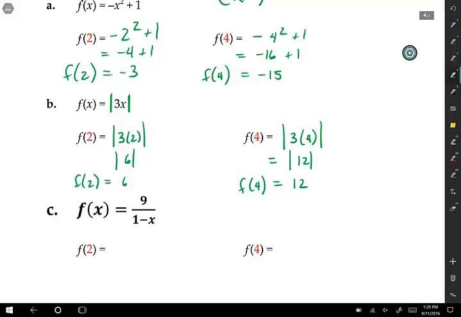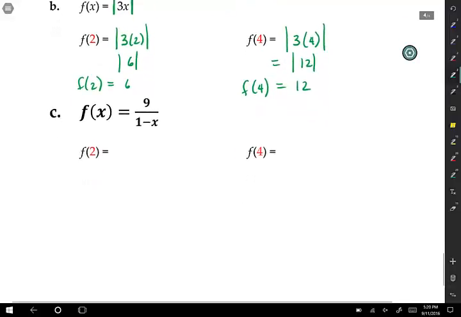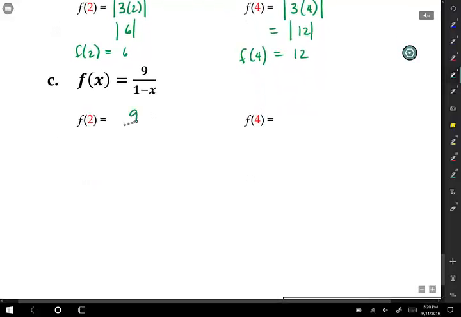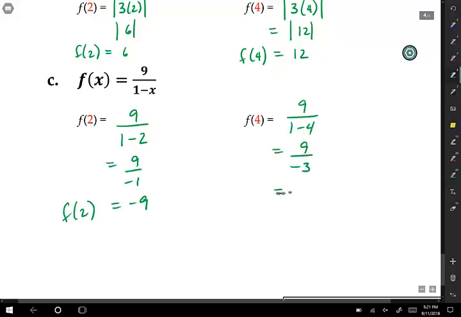Our last problem involves a very unique graph that we'll look at in the spring, where we have the x in the denominator, which allows us to have something called asymptotes. But let's try to plug in our values here. 9 divided by 1 minus 2 equals 9 over negative 1, which equals negative 9. So f of 2 equals negative 9. Over here we have 9 over 1 minus 4, which is 9 over negative 3, which is negative 3. So f of 4 equals negative 3.